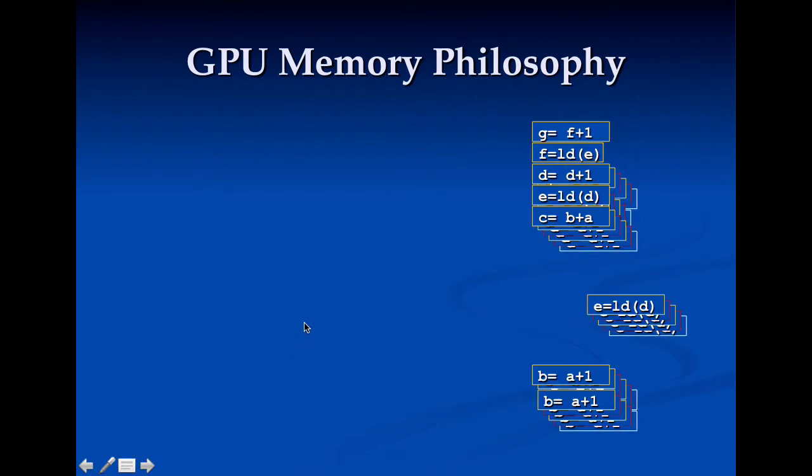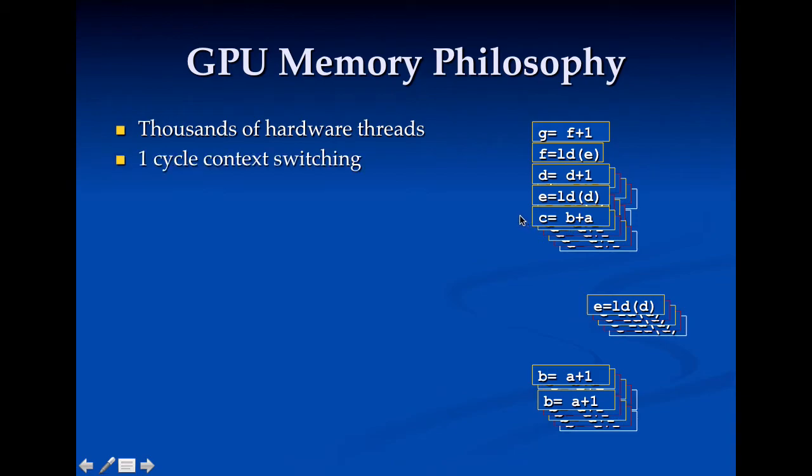So the GPU memory philosophy is really different. We have thousands of hardware threads, lots and lots of these. In a CPU, you have a few hardware threads. Here we've got thousands of them. We've got very fast context switching. When one of them stalls, we can instantly switch to another one. Doesn't cost us a lot. We don't have to go to the operating system.